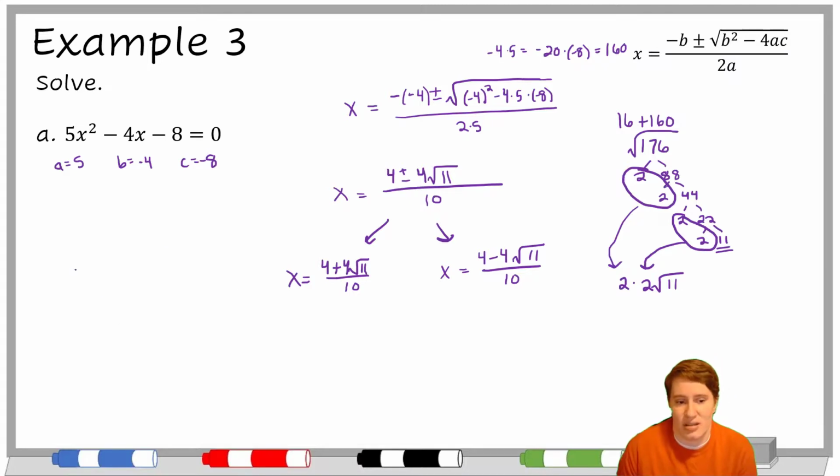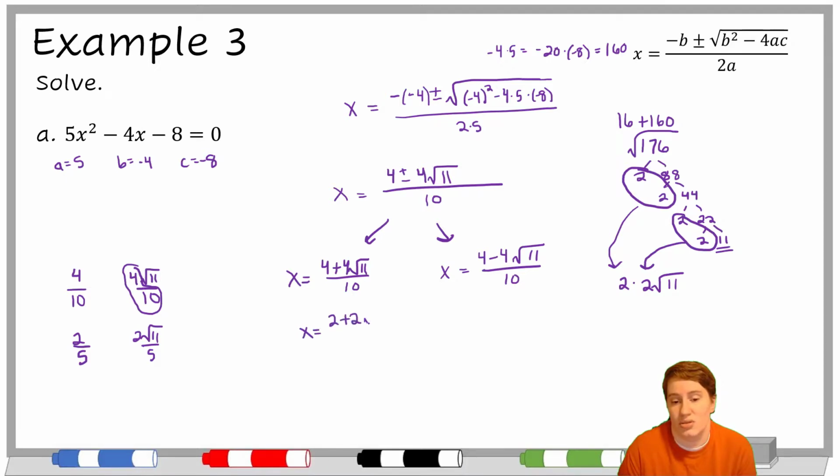So basically it ends up being this idea of, can I simplify 4 over 10 and 4 square roots of 11 over 10? Well, 4 over 10 we're used to. That's 2/5. But you actually can do the same thing with 4 square roots of 11 over 10, where we can choose to cancel a 2 out of these 2 and get 2 square roots of 11 over 5. All that to say that one of our answers would end up as 2 plus 2 square roots of 11 over 5. The other would end up as 2 minus 2 square roots of 11 over 5.